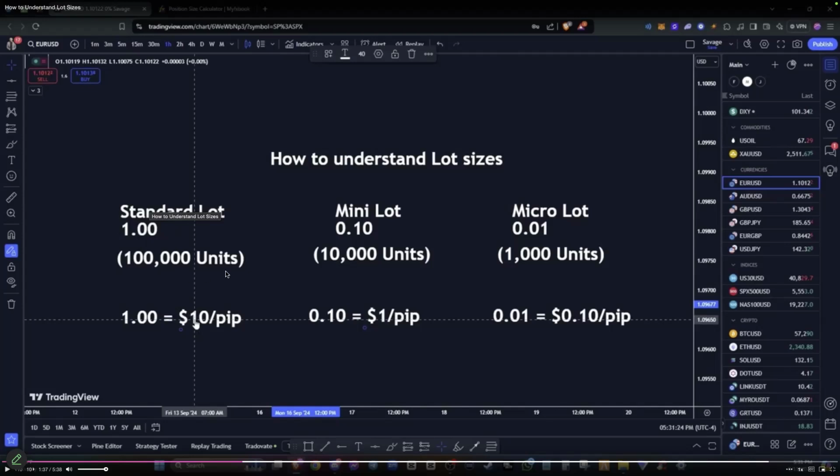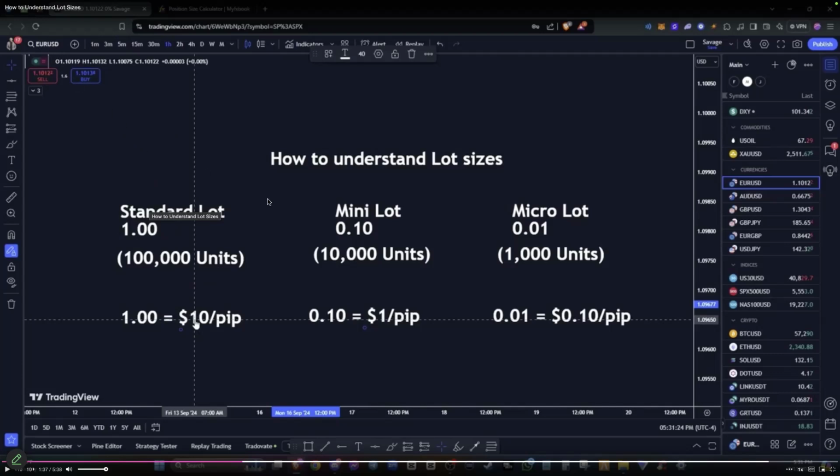This is going to represent 100,000 units of that particular currency. So if we were looking at this on the screen and we were trading the euro to the US dollar and we wanted to trade a standard lot of this, we would be essentially taking a trade with 100,000 units of the euro to the US dollar.